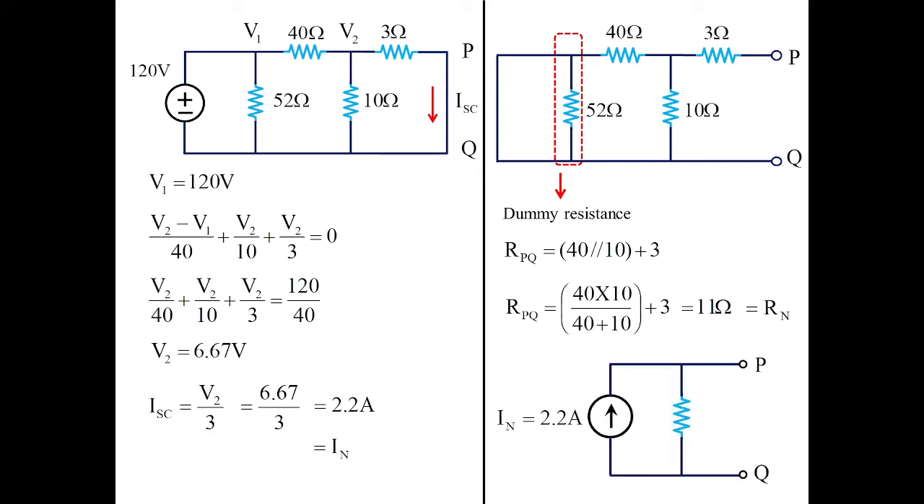Now once the values are obtained, I substitute the value of Norton's current and Norton's resistance. Therefore, that becomes the Norton's equivalent circuit or network for the given network.